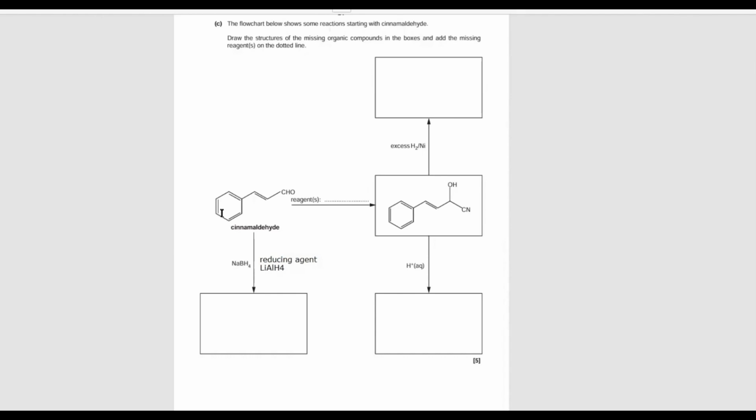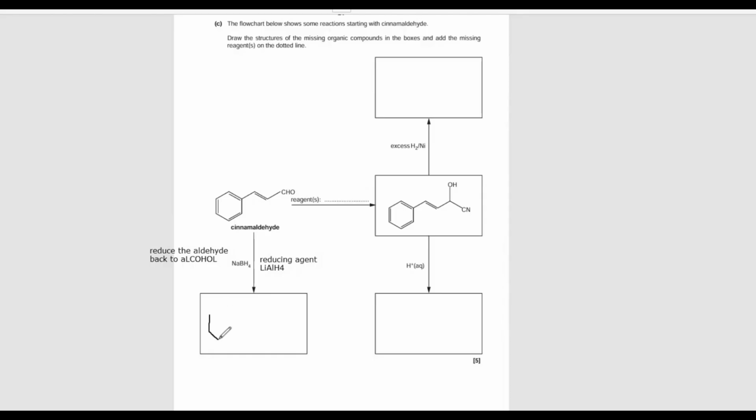You could use LiAlH4. What is it? Is it sodium tetraborohydride? Whatever it is. Okay, I can't remember it off by heart. Right, anyway, those two kind of reagents are used for reducing. So what would you reduce an aldehyde back to? Well, you go back to a primary alcohol, wouldn't you?